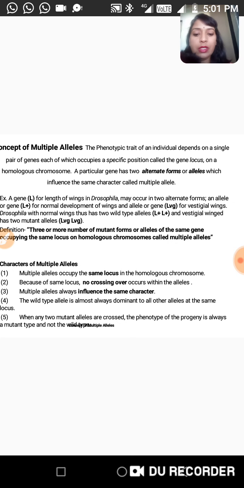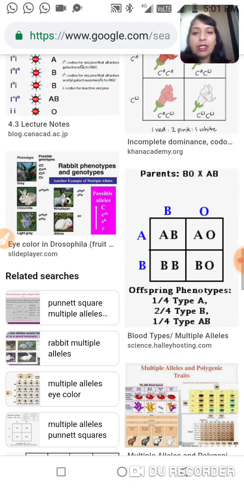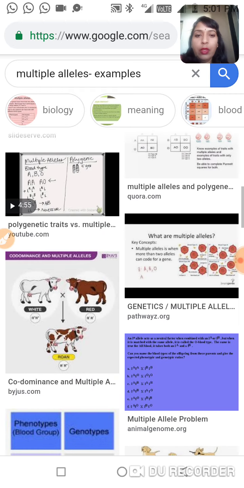Apart from this, the multiple alleles in our day-to-day life show a number of influences, okay, or here are some examples of the multiple alleles. Let me show you from Google.